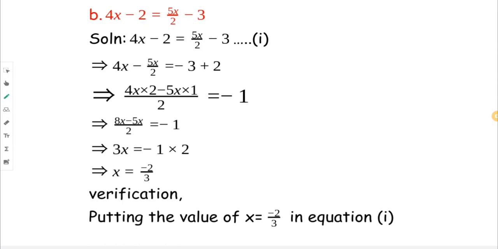So let us keep the like terms together again. Okay, so this is plus, right? So the sign will change when it goes to the other side. So now you can see minus 5x by 2. This is minus. If it goes to the other side, it will become plus. Clear?